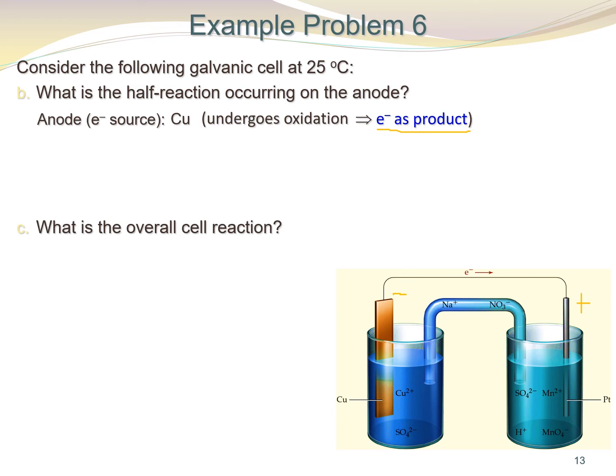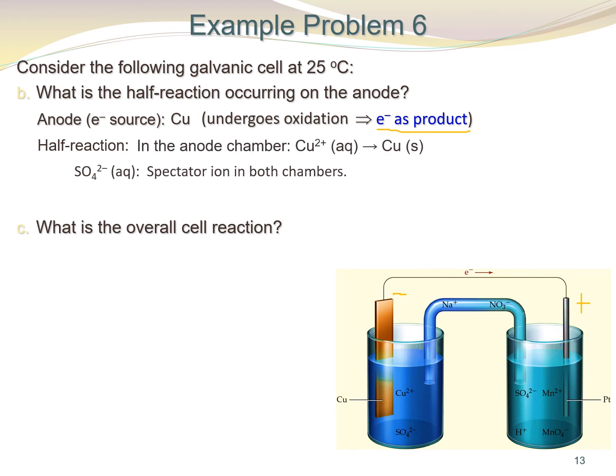That means if we want to balance the redox reaction or the half reaction, we can do whatever we want. And finally, we just make sure we manipulate the reaction so the electrons stay on the right-hand side of this half reaction. So in a half reaction, we realize that the sulfate actually is a spectator ion, so we can write the anode chamber.